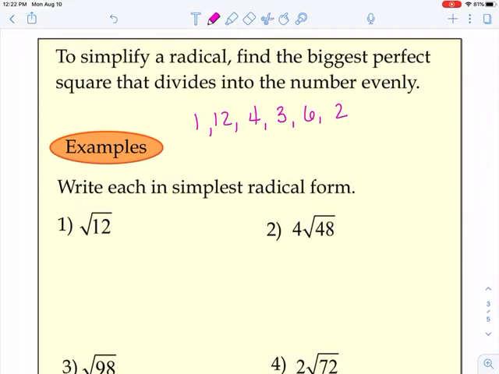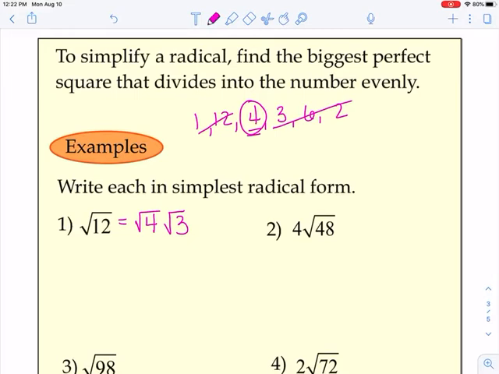Now when I look at that list of numbers, the 1, the 12, the 4, the 3, the 6, and the 2, there's only one of them that's a perfect square. It's that 4. So that's the one we have to use. There is no other perfect square in that list, so we're going to use 4 as the factor here. So we're going to have radical 4, and then I ask myself, 4 times what would give me 12? It would be 3. So I'm going to have radical 4 times radical 3.